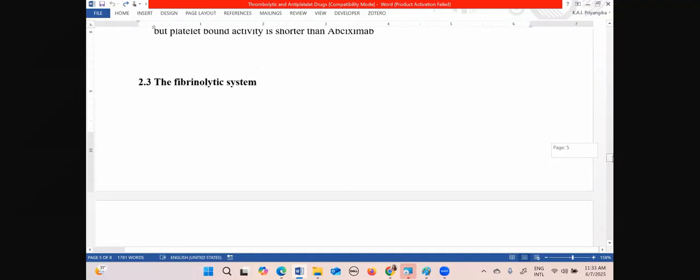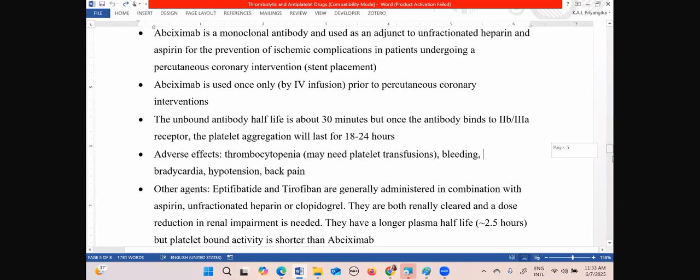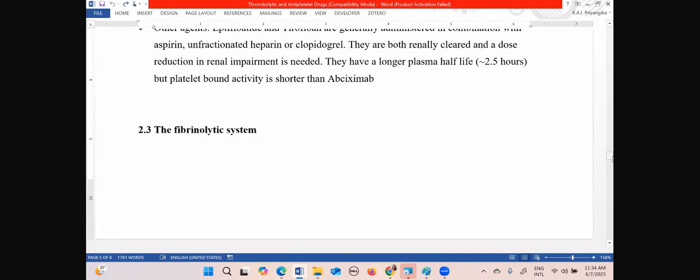Now, so far we have talked about the drugs that affect platelet activation and aggregation. Now we are moving to the fibrinolytic system. That means when there are blood clots in the body, we have a system to dissolve them. After the repair of the injury, it will dissolve, right?